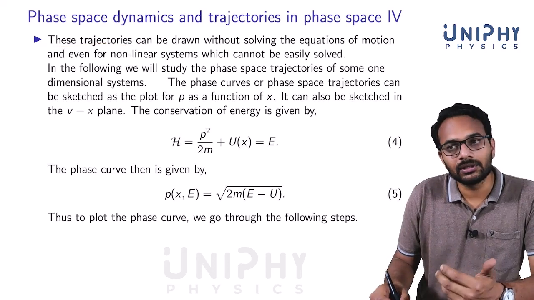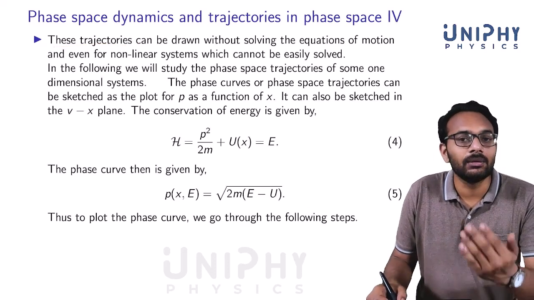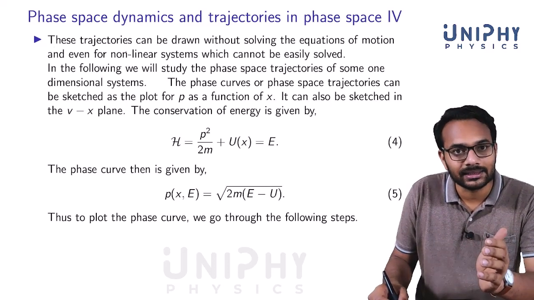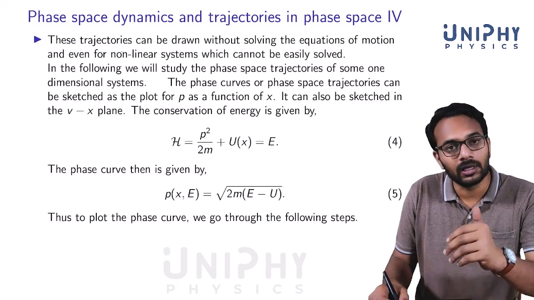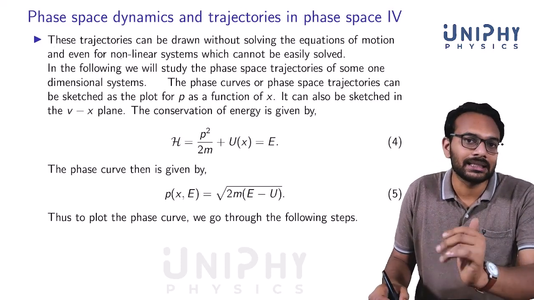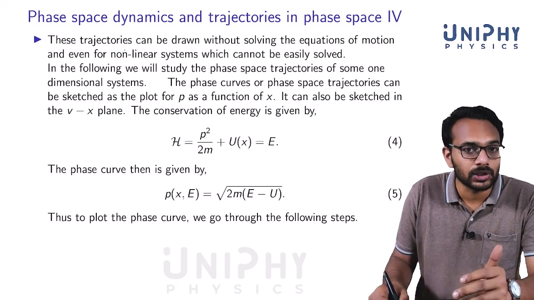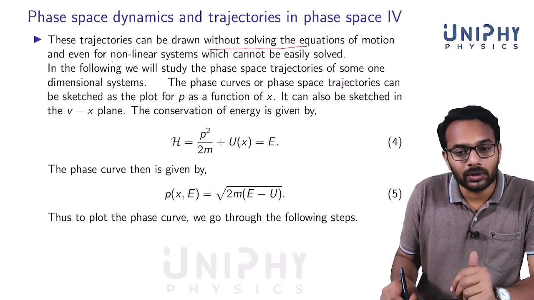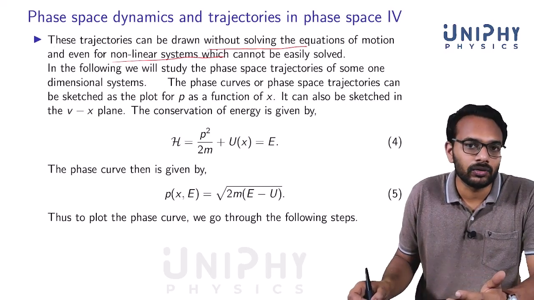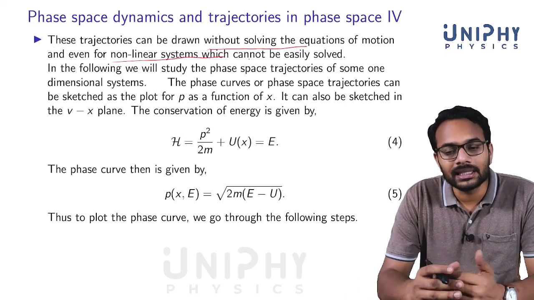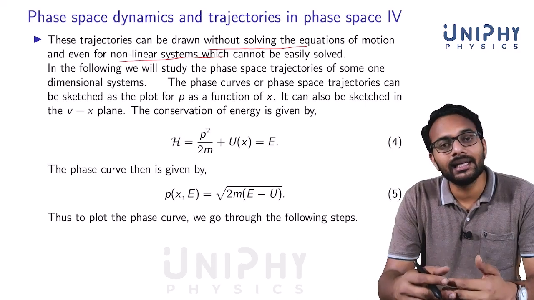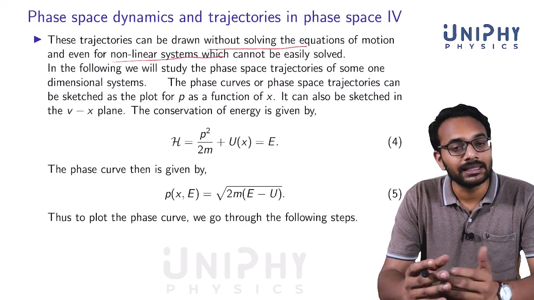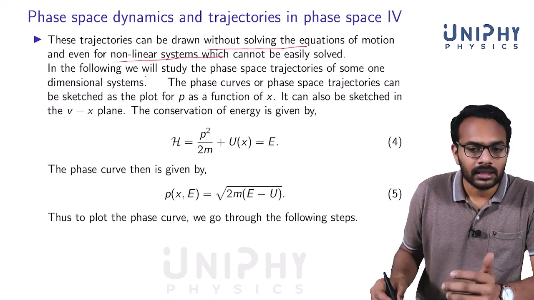All right, so there are systems which cannot be solved, but still we can draw the qualitative behavior by obtaining the phase space trajectories. How the representative point will trace out a trajectory in phase space can be drawn without solving the equations of motion. Even for non-linear systems which cannot be easily solved, some problems can simply not be solved, but we can gain a lot of information about the behavior just by plotting the phase space trajectories. That's why this is important.